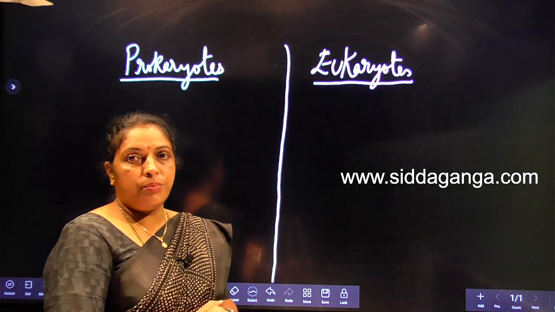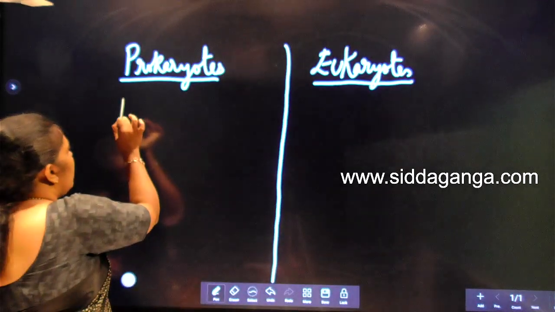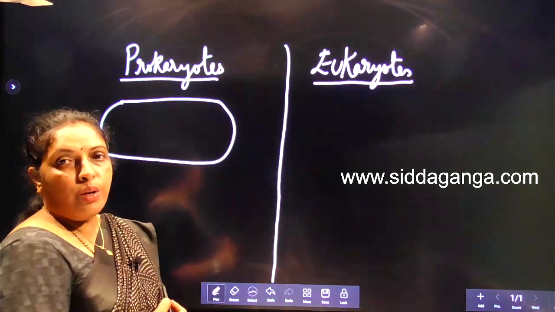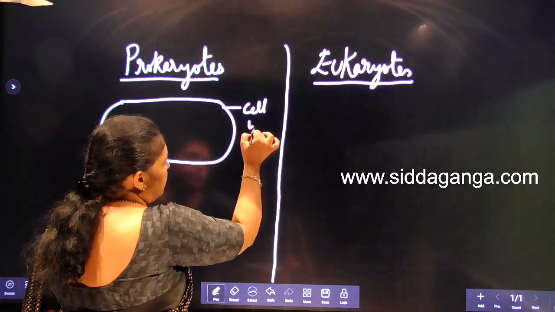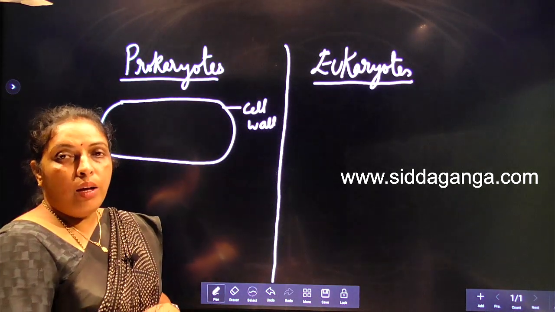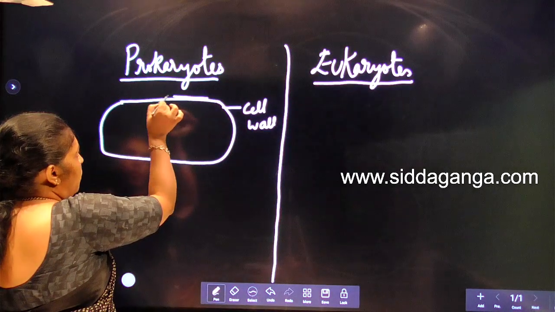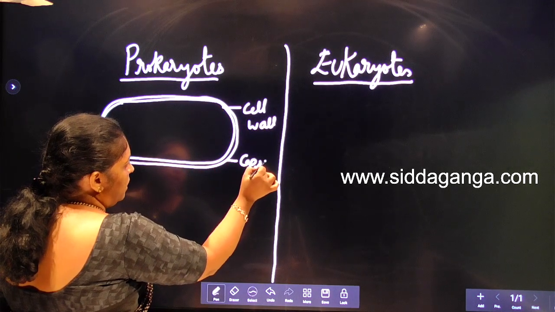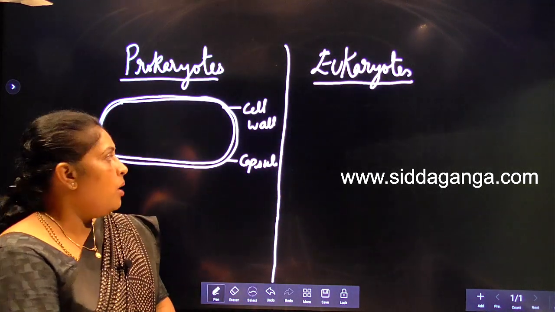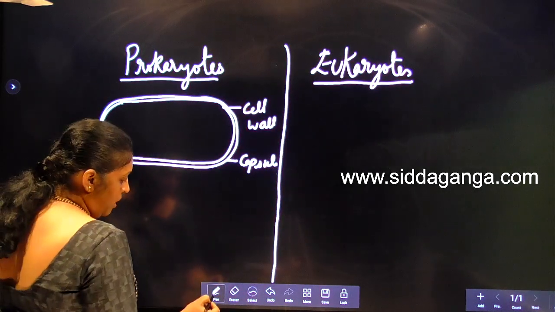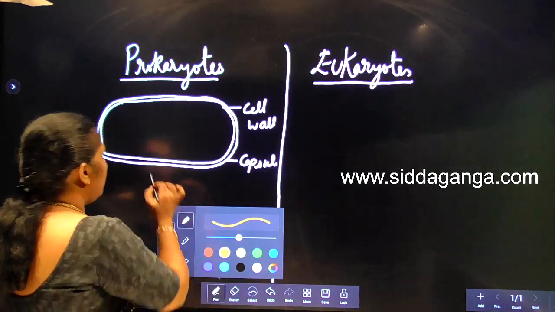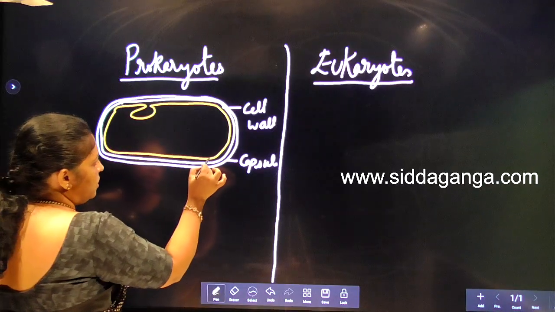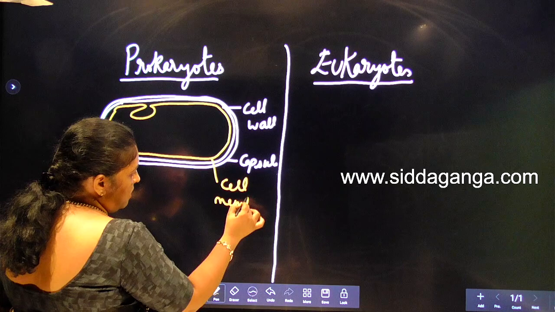So prokaryotes are the cells which have an outer layer, that is the cell wall. All prokaryotes have an outer layer called the cell wall. Some bacteria have another layer around the cell wall, called the capsule. It is not seen in every prokaryote, but it is seen in bacteria. But in all prokaryotes we see a cell wall. Inside the cell wall we see a structure called the cell membrane.